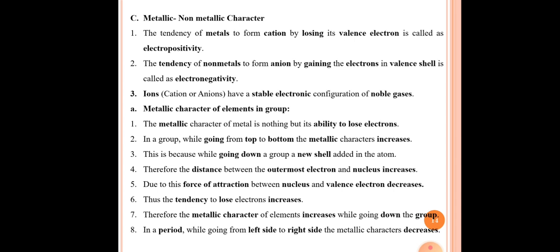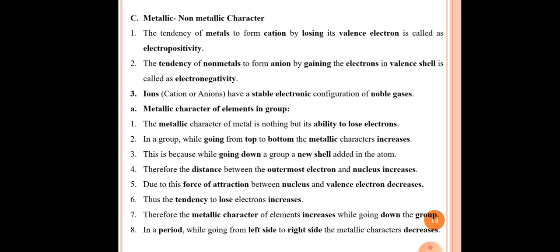The third point here is, this is because while going down a group, a new shell gets added to the atom. So the reason for this increase in metallic character is that while going from top to bottom in a group, a new shell gets added at a time in the atom. The fourth point is, therefore the distance between the outermost electron and the nucleus increases. Because of the increase in the number of shells, the distance between the outermost electron and the nucleus increases.